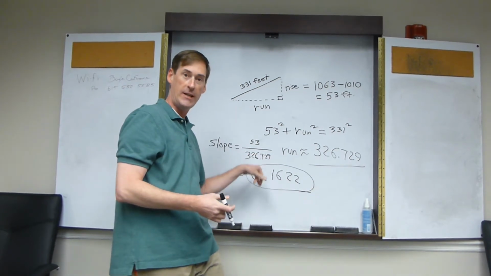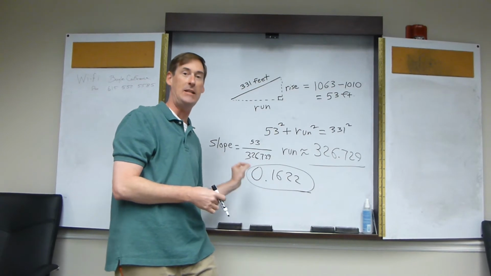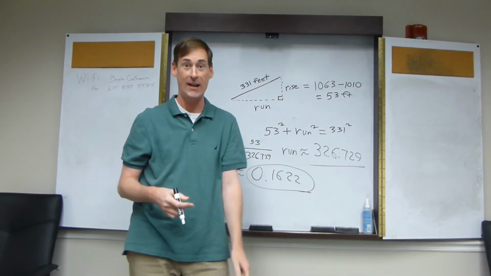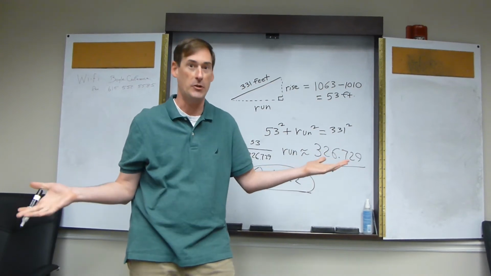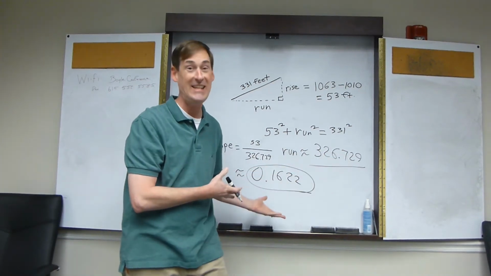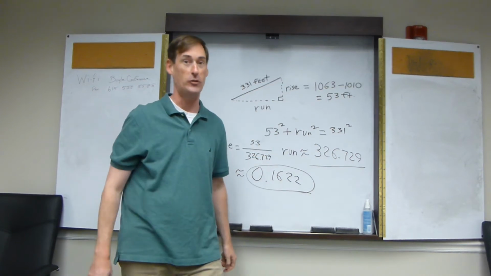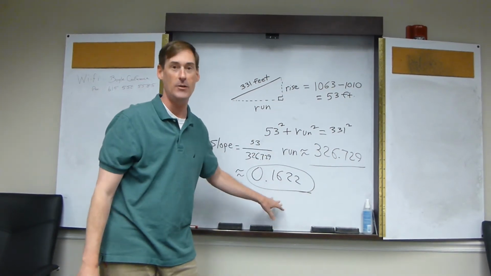Remember, if you shift the decimal twice, you can call it a 16.22% grade. And we said, like, tractor trailers can't even get up like an 8 or 9% grade. This is over 16% grade up there on East Hillview Drive. Wow. All right, so that was your final slope.